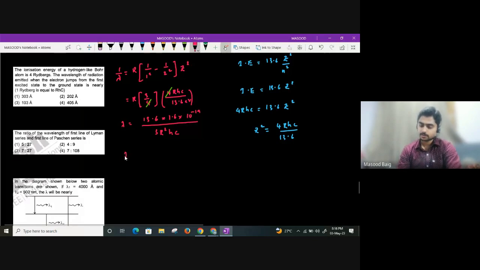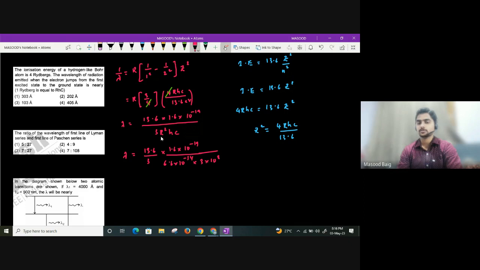If you solve for it, you will get it in this manner. The lambda value is 13.6 divided by 3 into 1.6 into 10 power minus 19, divided by the H value 6.6 into 10 power minus 34 into the C value 3 into 10 power 8. And 1 by R value is 912 angstrom, guys, so I can write 912 into 912 angstrom square, which gives 10 power minus 20.